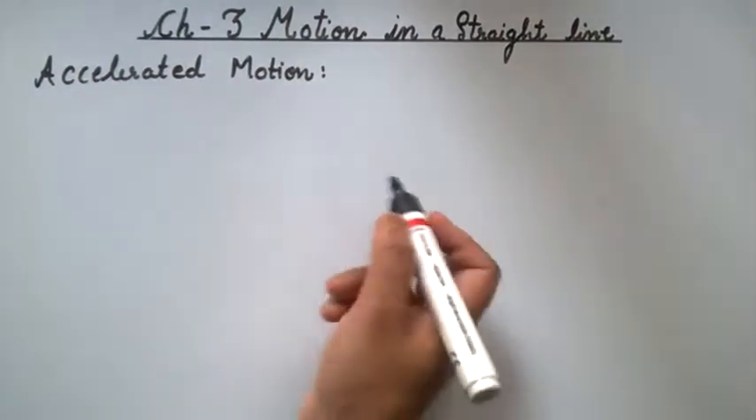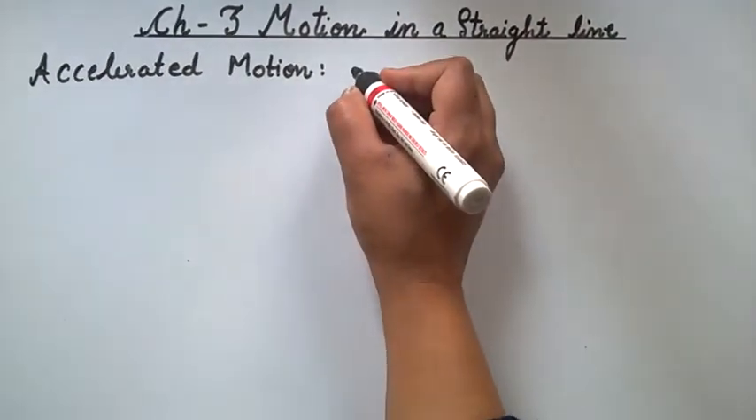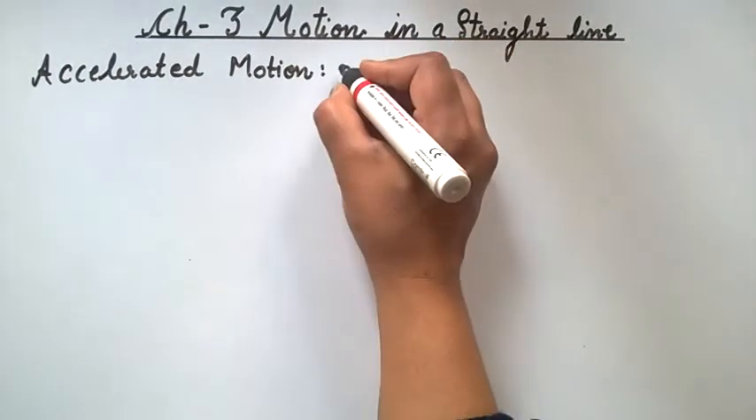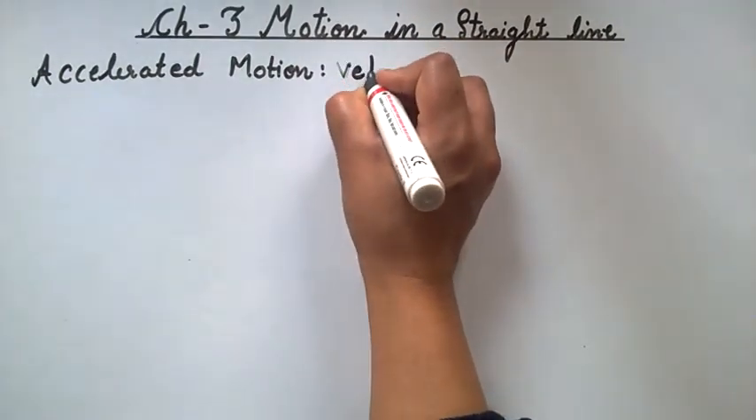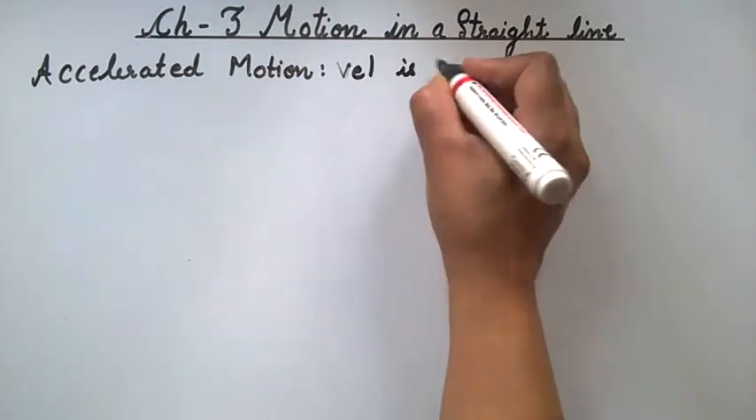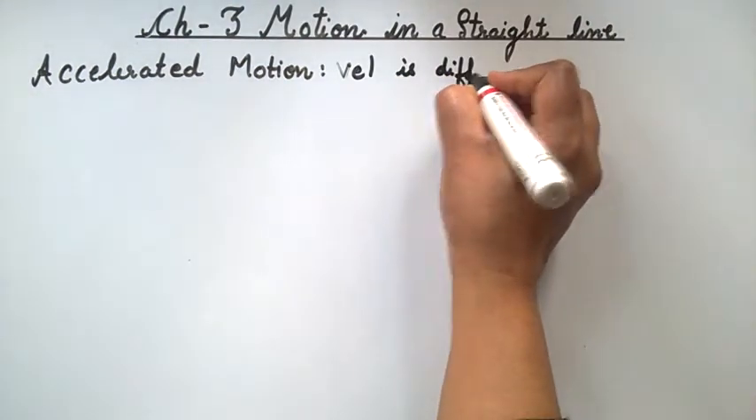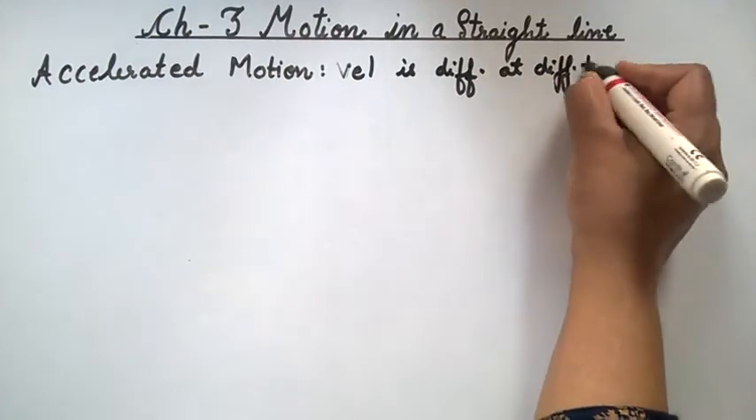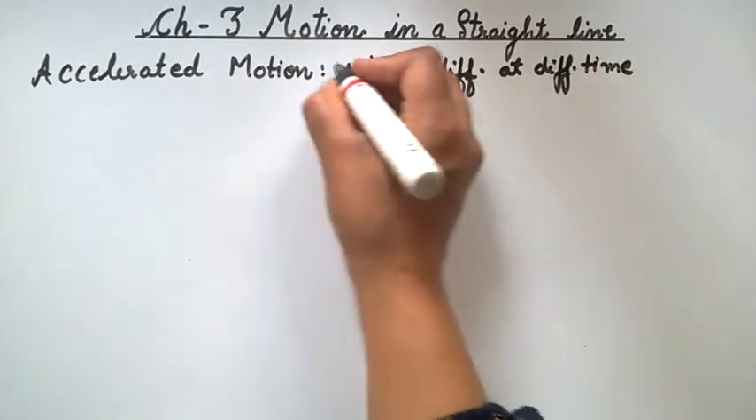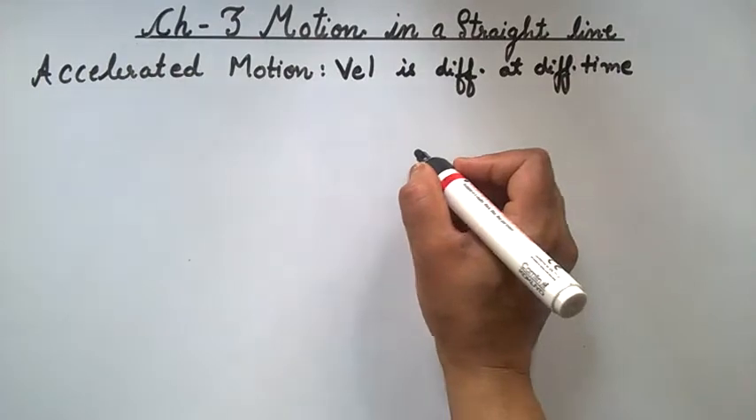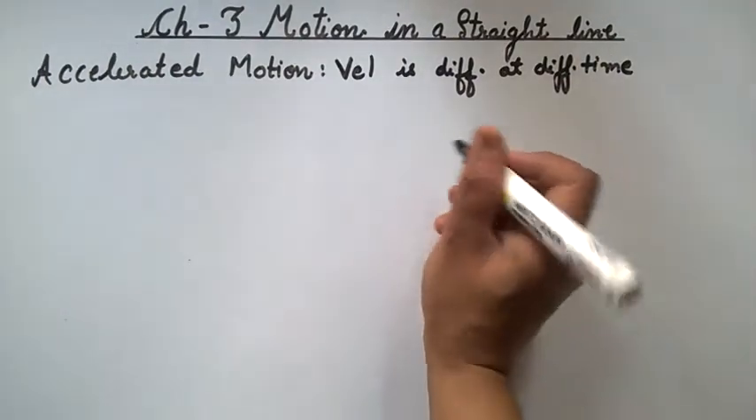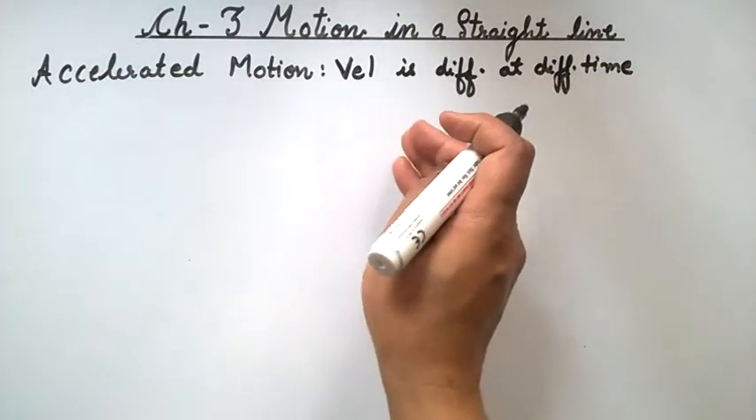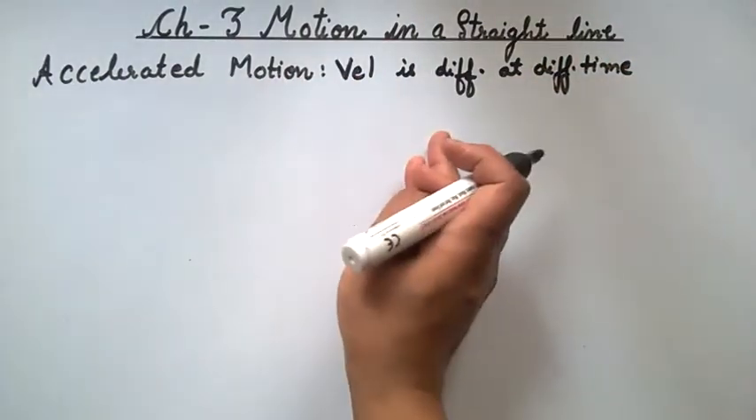Motion in which the velocity of the object changes, or is different at different times, for example the motion of a vehicle on a road, where its velocity keeps on changing with respect to time, is said to be accelerated motion.